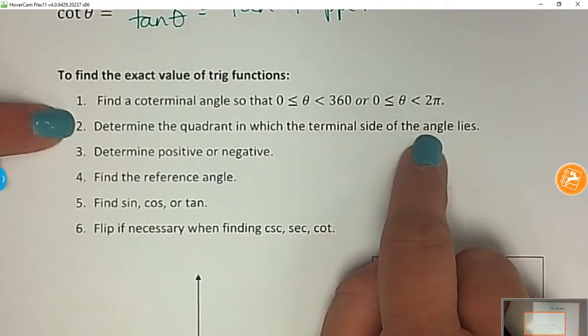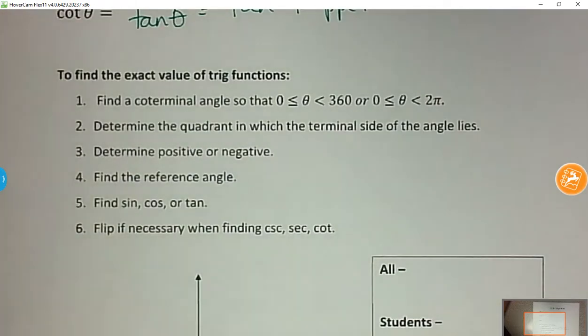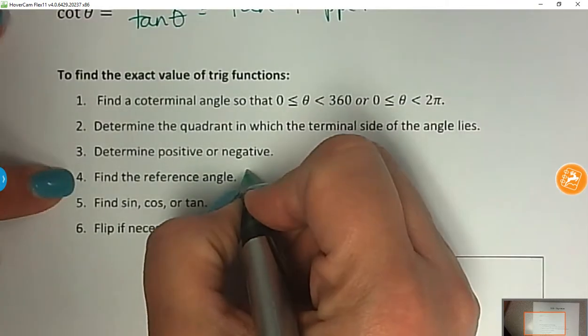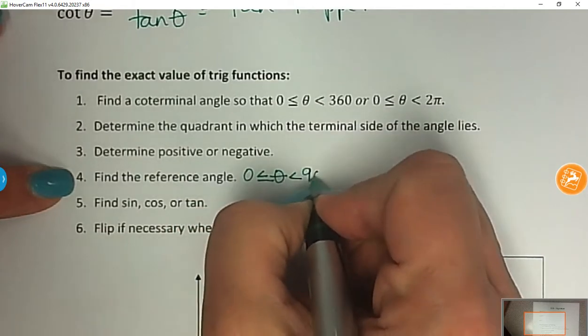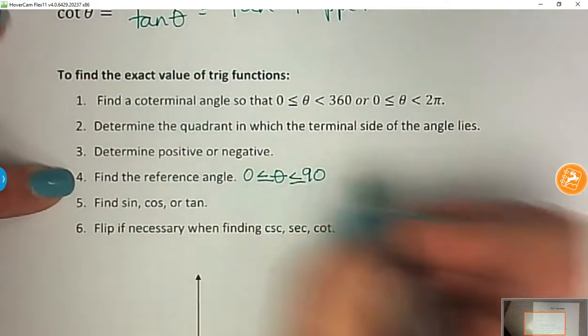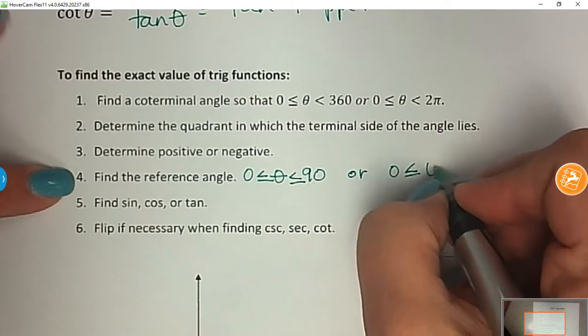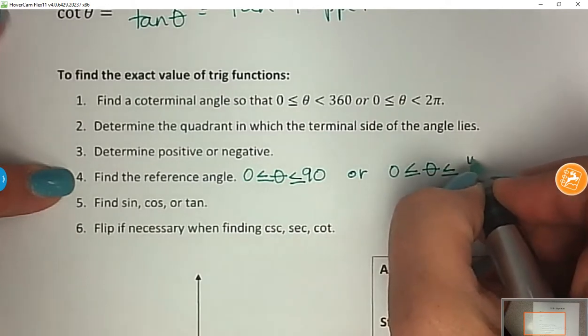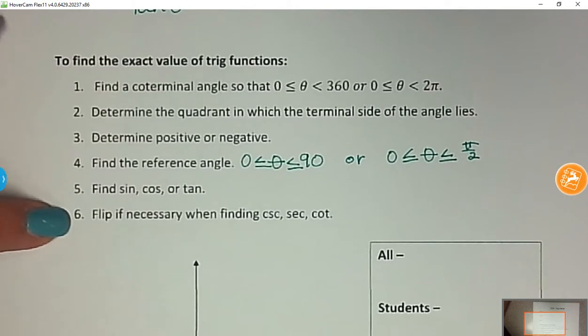And then you have to figure out what quadrant the angle is in, what is positive or negative in each quadrant, and what your reference angle is. And remember, your reference angle, if you are in degrees, is always going to be between 0 and 90. Or if you're in radians, it's going to be between 0 and pi over 2. Okay, then you're going to find the sine, cosine, or tangent. And then you're just going to flip it if they ask for the cosecant, secant, or cotangent.